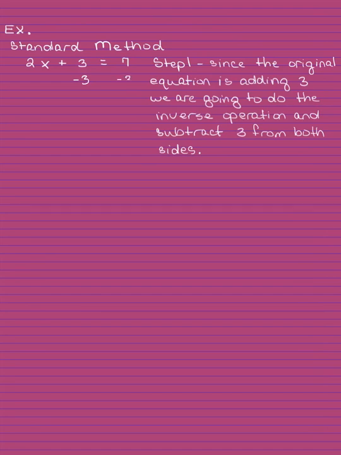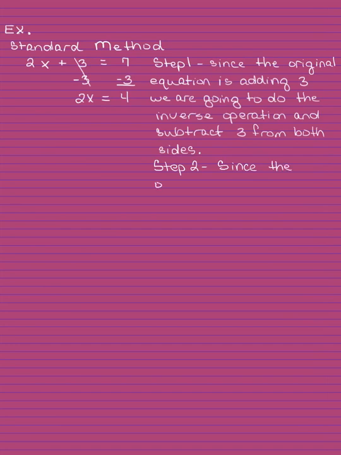So the main thing to remember when you're solving two-step equations and you're using the standard method is whatever you do to one side, you have to do to the other. So when I subtract 3 from 3 is 0, so those are going to cancel out. 7 minus 3 is 4, so now I have 2x equals 4. So now I'm going to step 2.